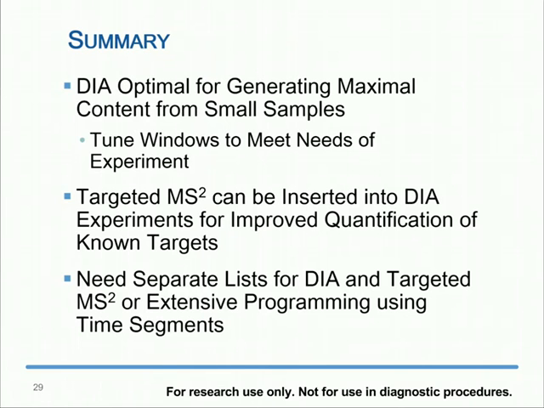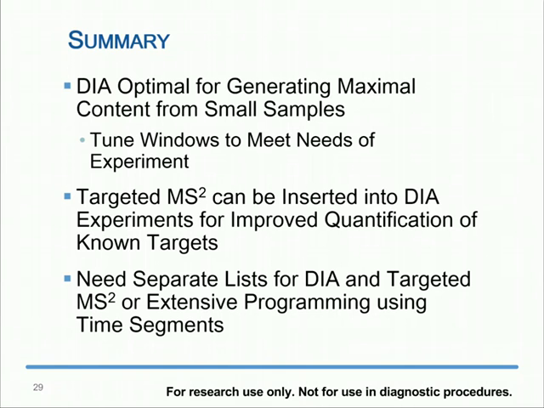So overall, we think DIA will be optimal for generating maximal content from small amounts of samples and large numbers of samples. We can tune the windows to meet the needs of the experiment, and targeted MS2 can be inserted into these types of experiments for improved quantification of known targets or biological focal points for the study. We need separate lists for DIA and targeted MS2 or extensive programming using the time segments to make this happen under the current programming. So I think that there's a lot of promise here, and we'd like to continue developing this and continue using it for as many targeted experiments as we can.